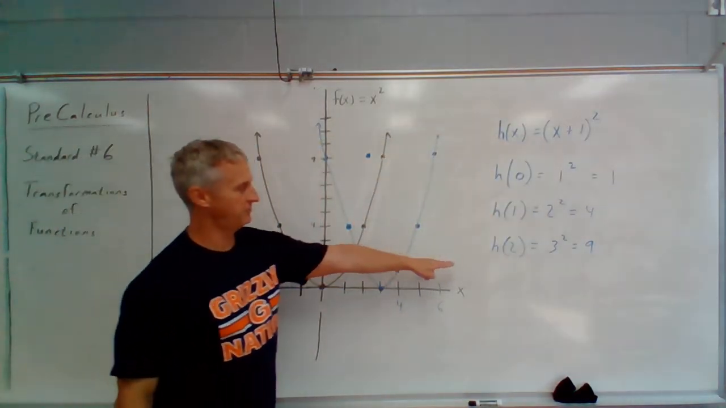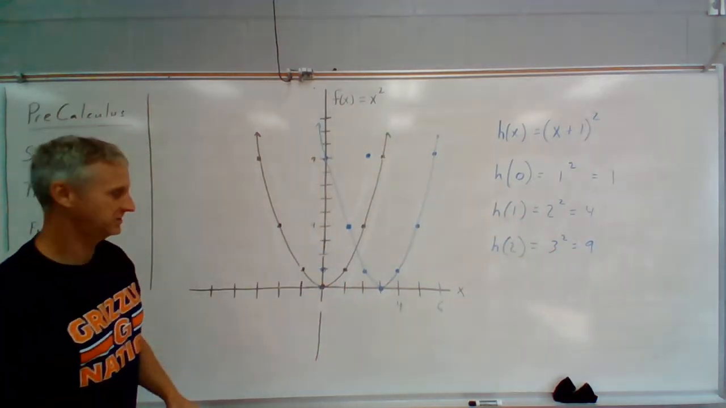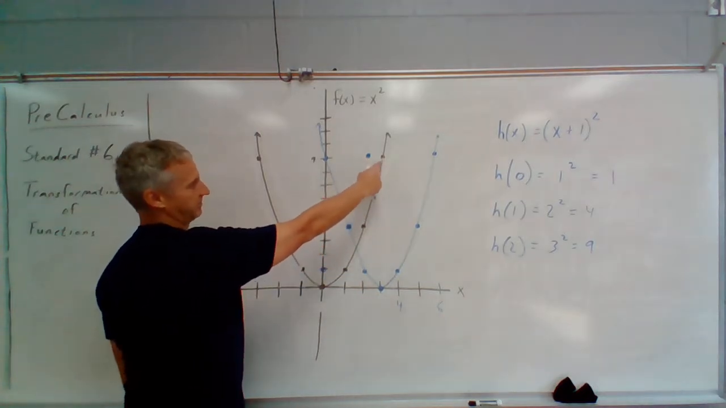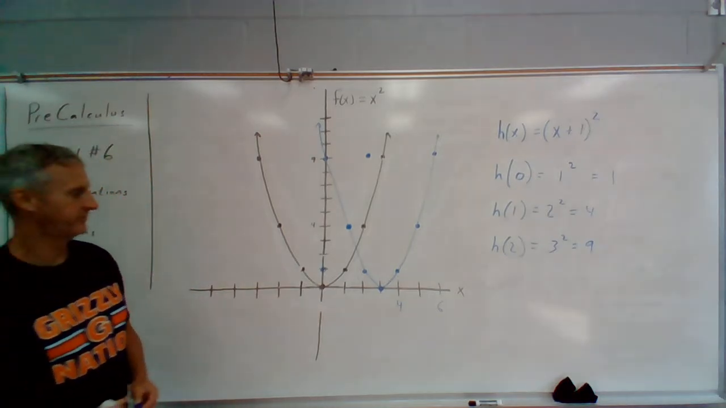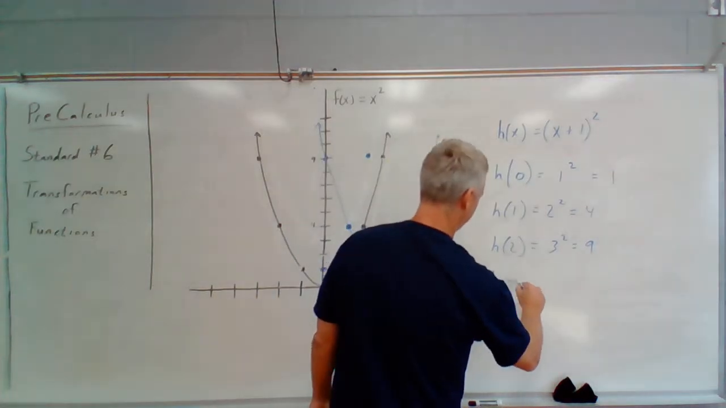Okay. Plugging a 2 into the blue function is the same thing as plugging a 3 into the black function. So the point (3, 9) on the black function should correspond with the point (2, 9) on the blue function. All right, let's do h of negative 1.